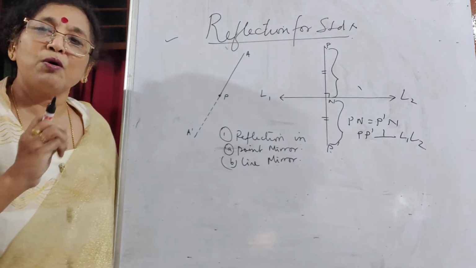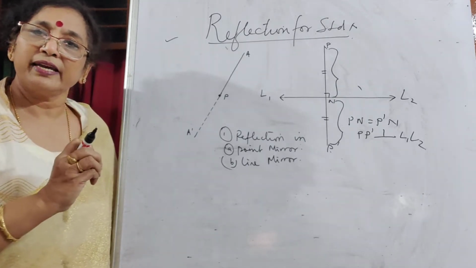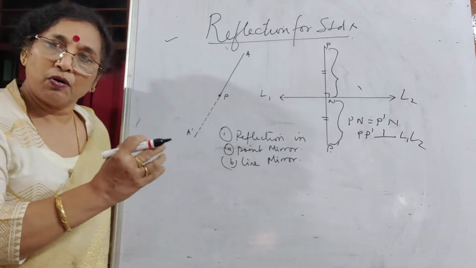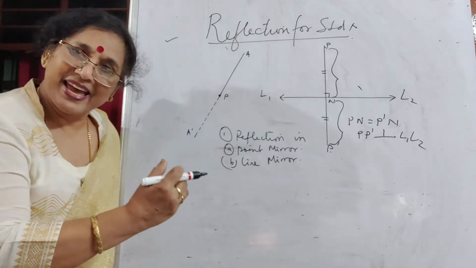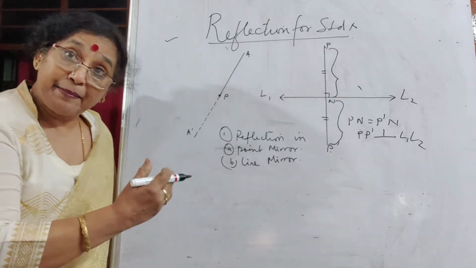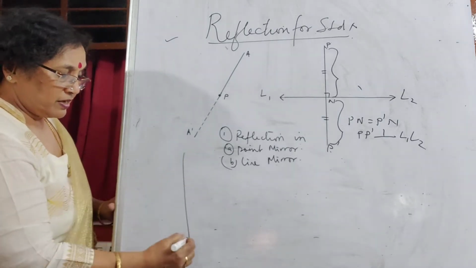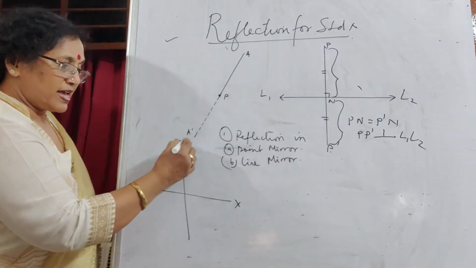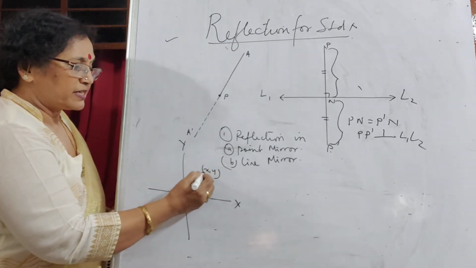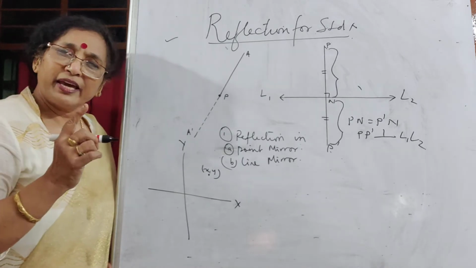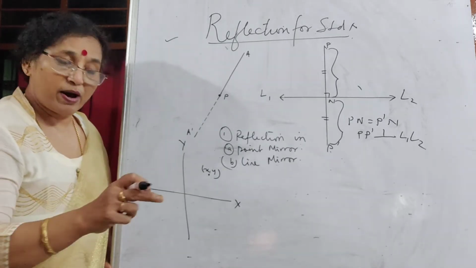What's the meaning of x comma y? When P is located at x comma y, you should know what is x and y. X is abscissa, y is ordinate. So x is the distance from the y-axis, y is the distance from x-axis. X is called abscissa, y is called ordinate. Okay, that means I'm showing here, this is x-axis, this is y-axis. So when I'm talking of a point xy, it's a point. Xy is the location of a point with respect to two lines of references called x-axis and y-axis.